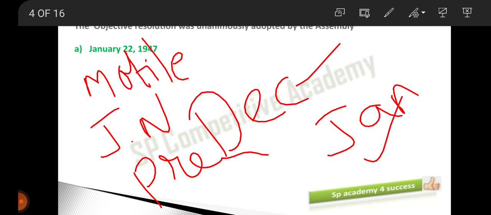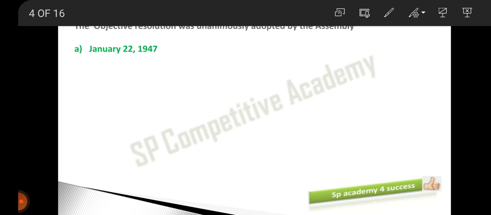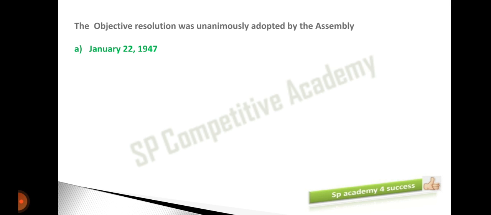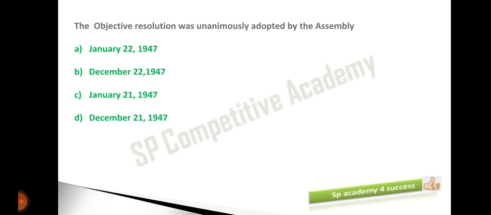Okay, just a minute. Chalo, the next bit here is: the objectives resolution was unanimously adopted by the assembly on which date? Just now I told you the resolution was moved by Nehru ji in the month of December, but later on it was accepted by the assembly in the month of January. This point we have discussed, but here the question is regarding the date. So on which date was this accepted? See the options here: January 22nd, 1947; December 22nd, 1947; January 21st, 1947; and December 21st, 1947.